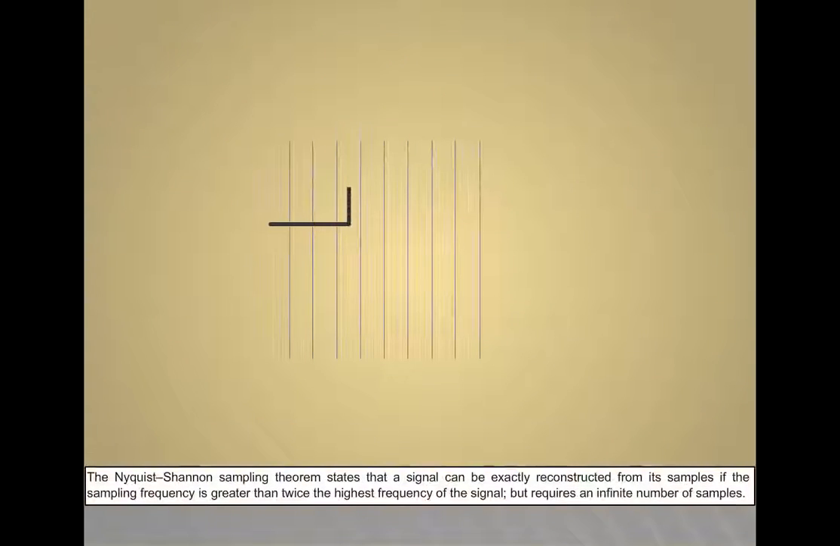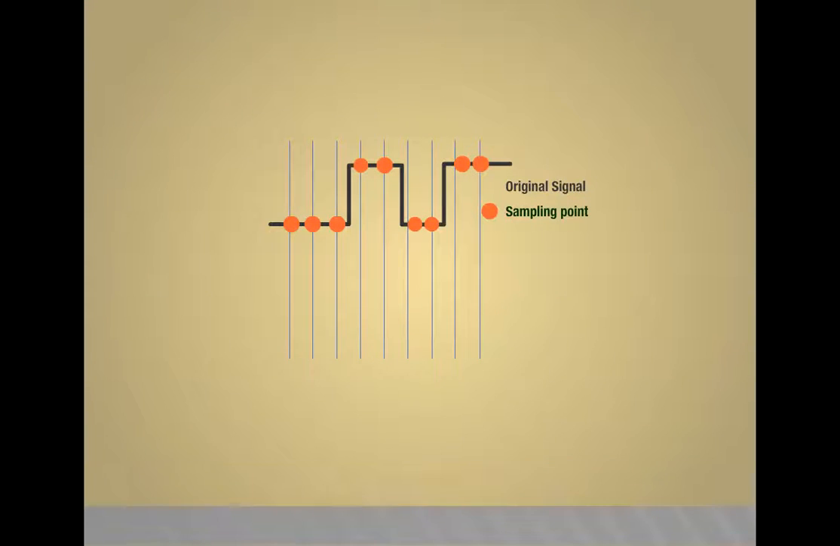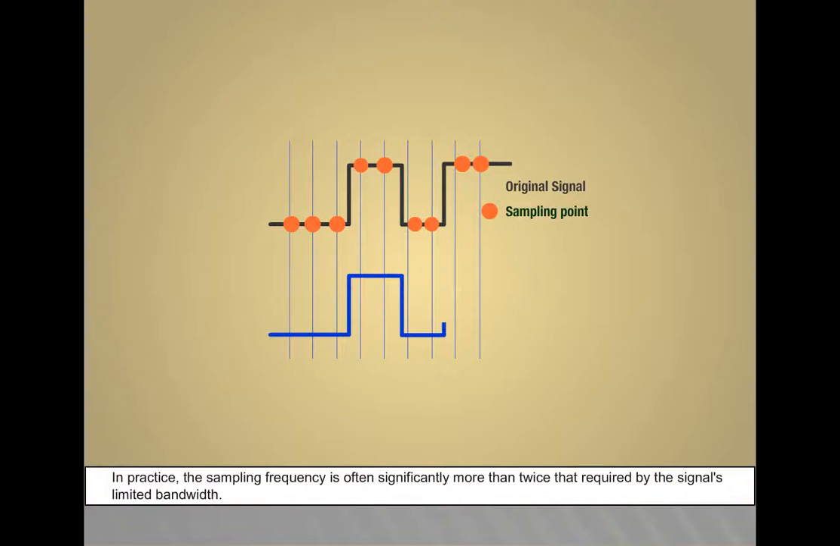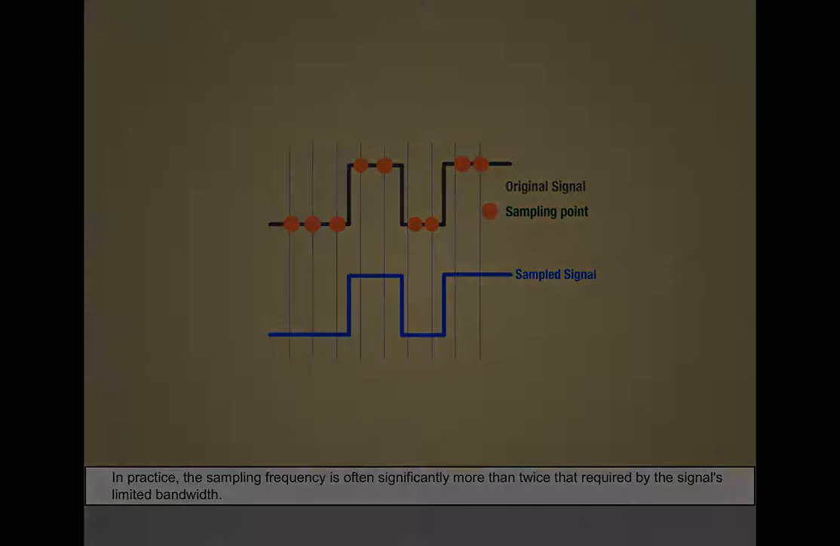The Nyquist-Shannon sampling theorem states that a signal can be exactly reconstructed from its samples if the sampling frequency is greater than twice the highest frequency of the signal but requires an infinite number of samples. In practice, the sampling frequency is often significantly more than twice that required by the signal's limited bandwidth.